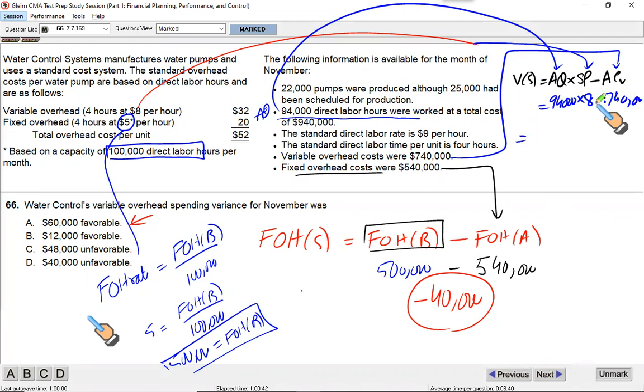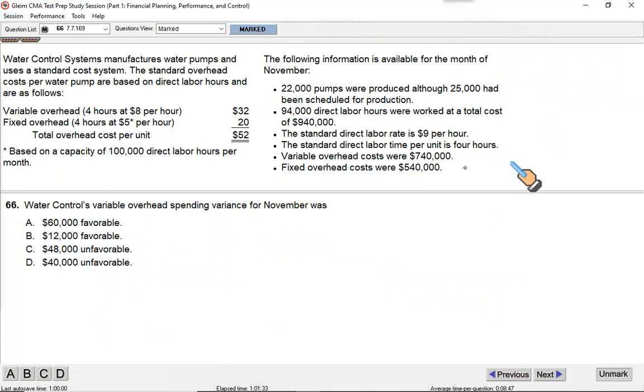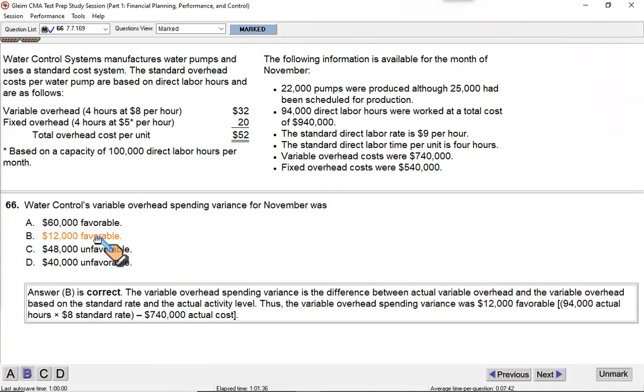94,000 multiplied by 8. This is the variable overhead that should have been incurred, 752, right? As per the actual quantity of hours multiplied by the variable overhead rate. $752,000. But our actual cost was $740,000, which means our spending is 12,000 less than what it should be. So this 12,000 plus here is a favorable variance, and that perfectly matches with your option B. So if you click B, that should be the right option, right?